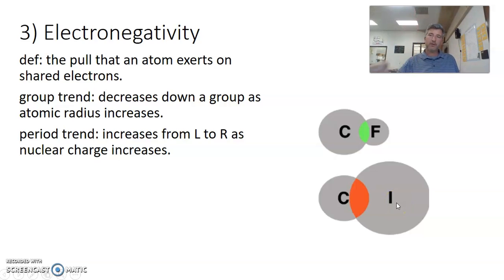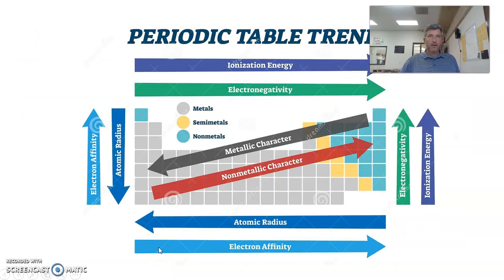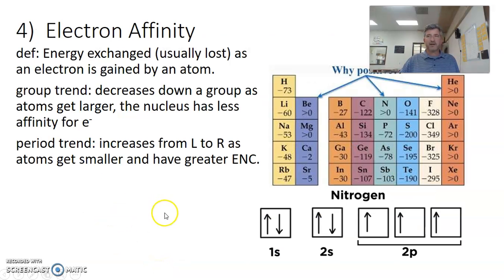They're in the same group, but iodine has a few extra energy levels. The period trend has to do with nuclear charge or effective nuclear charge. Again, as we go across a period, effective nuclear charge increases, thus pulling in those negative electrons more. And lastly, we have electron affinity.